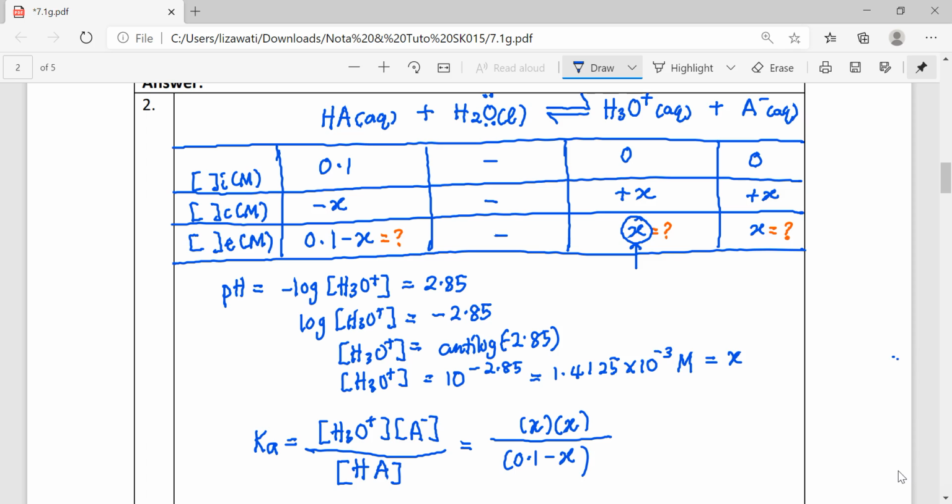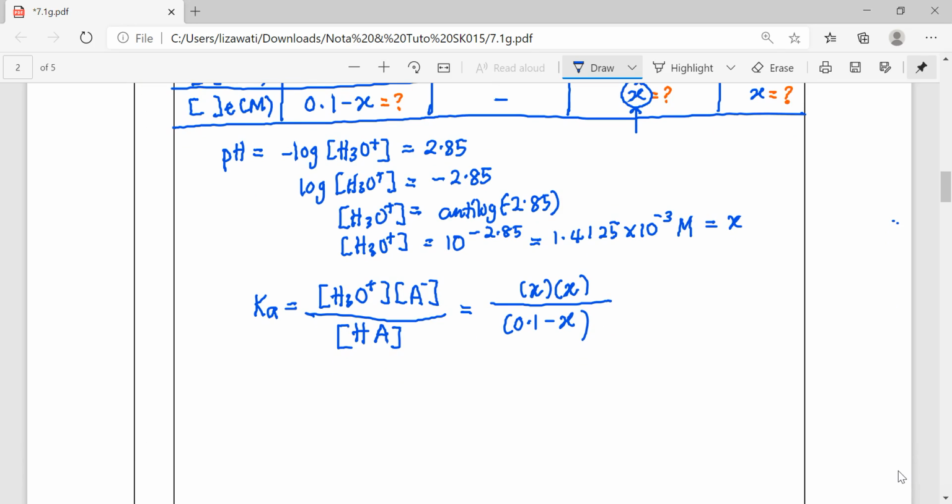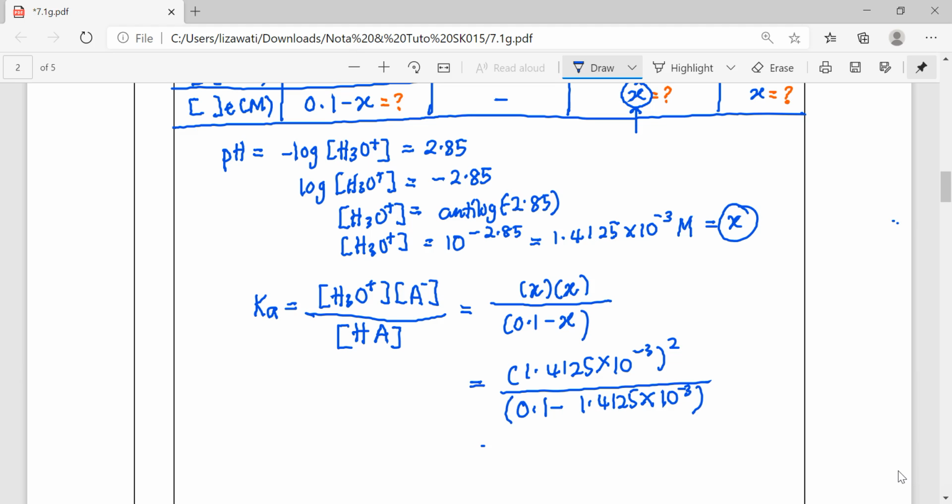Right, so this one is the value from the ICE table. Since we have already calculated the value of X here, substitute all the values of X. So this one becomes X squared, which means 1.4125 times 10 to the power of negative 3, squared, over 0.1 minus 1.4125. Okay, alright. So suppose you get the final answer here, Ka 2.02 times 10 to the power of negative 5.